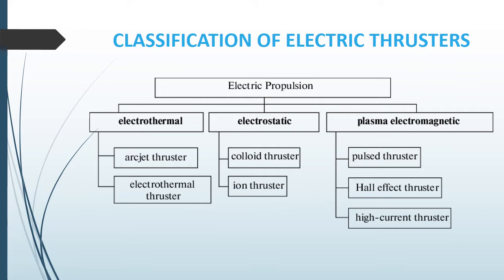Now the classification of electric thrusters. Electric thrusters are classified into three categories: electrothermal thruster, electrostatic thruster, and plasma electromagnetic thruster. In electrothermal thrusters, we have two categories: arc jet thruster and resistojet thruster. In electrostatic thrusters, we have colloid thruster and ion thruster. In plasma electromagnetic thrusters, we have three categories: pulsed plasma thruster, Hall effect thruster, and high current thruster.